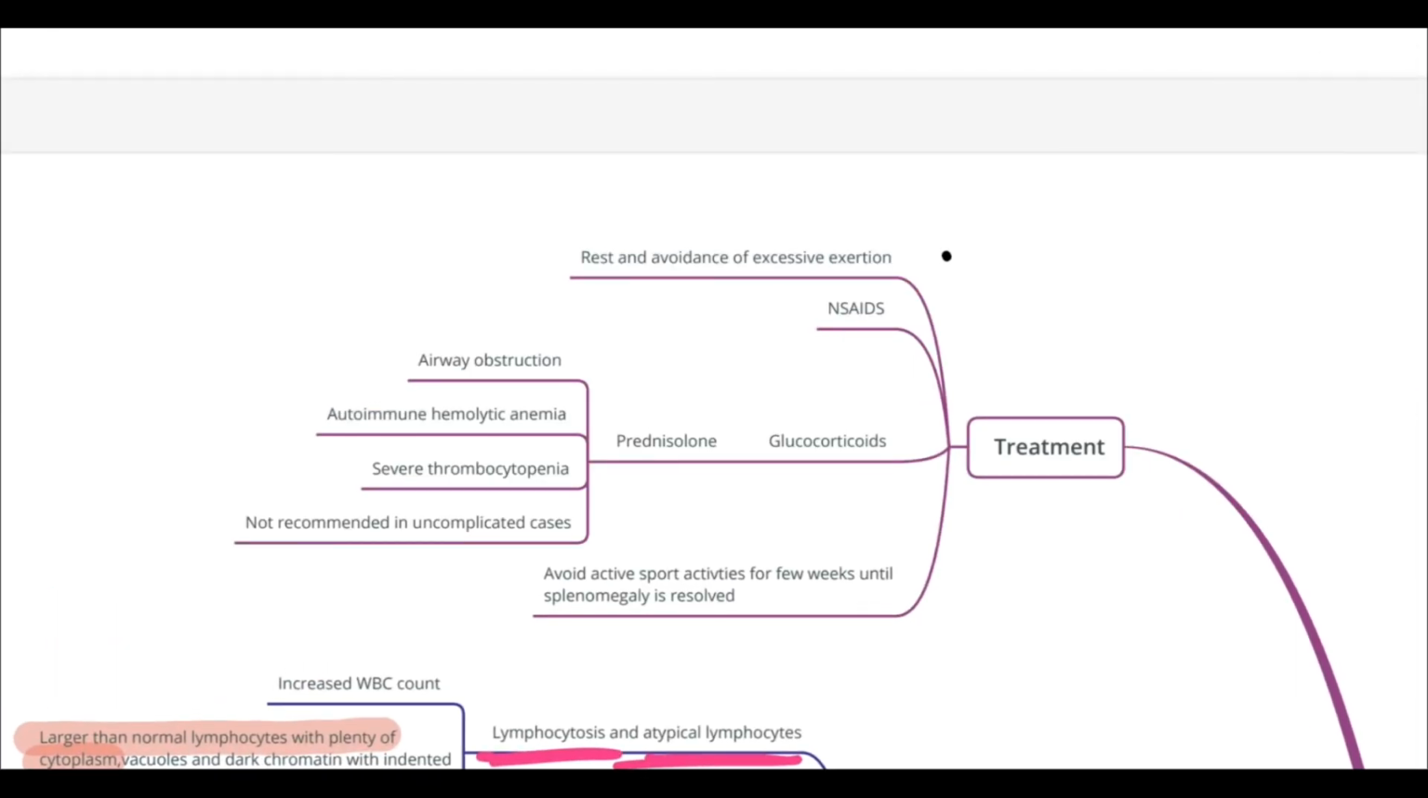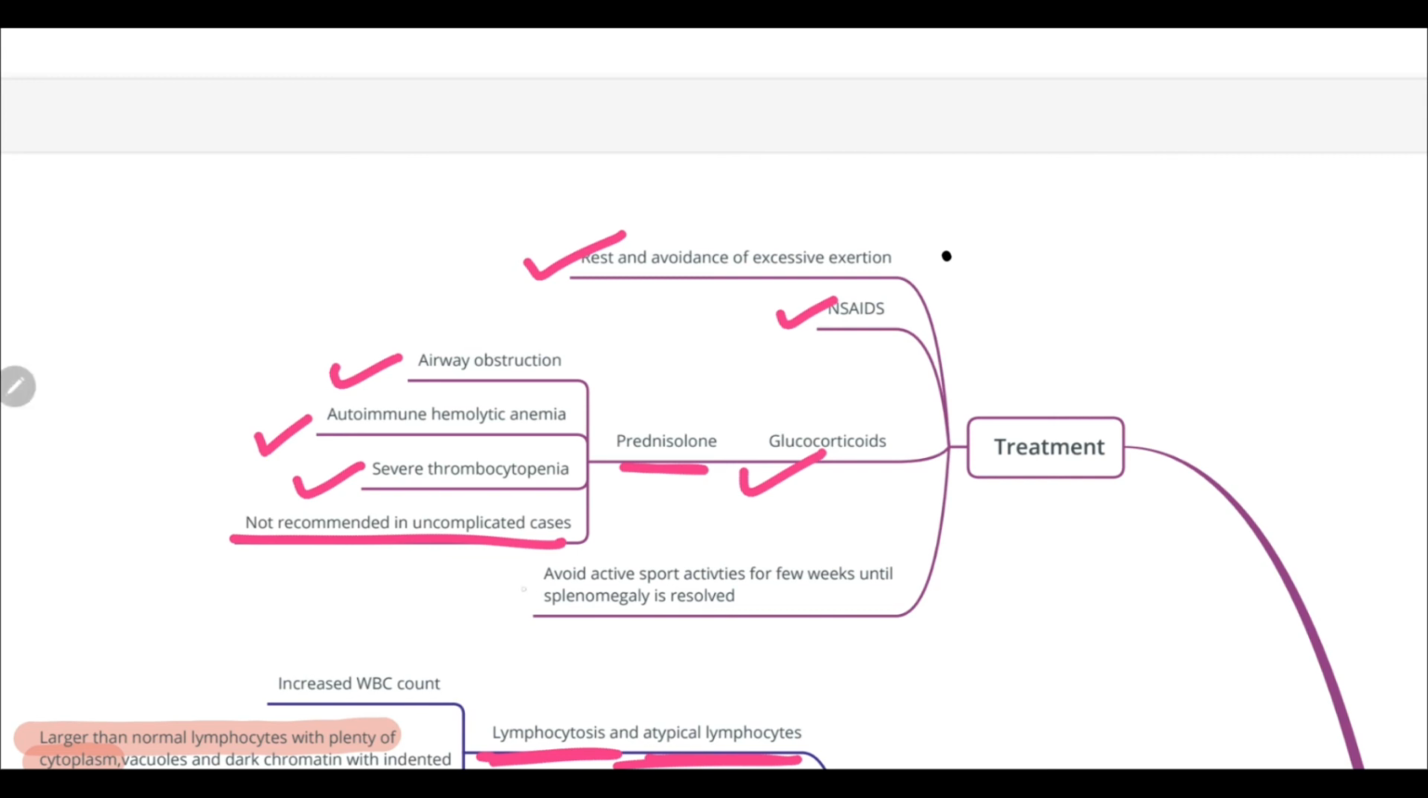So the treatment of infectious mononucleosis is simple. You need to ask the patient to rest and avoid excessive exertion. We could also give NSAIDs, that is non-steroidal anti-inflammatory drugs. Glucocorticoids like prednisolone are given when there is airway obstruction, autoimmune hemolytic anemia, or severe thrombocytopenia, and prednisolone is not really recommended in uncomplicated cases. So only if there is a complication like an airway obstruction or hemolytic anemia or severe thrombocytopenia would you give glucocorticoids.